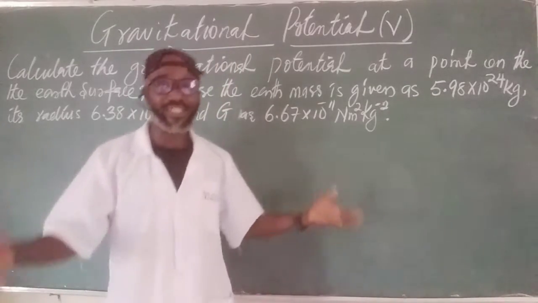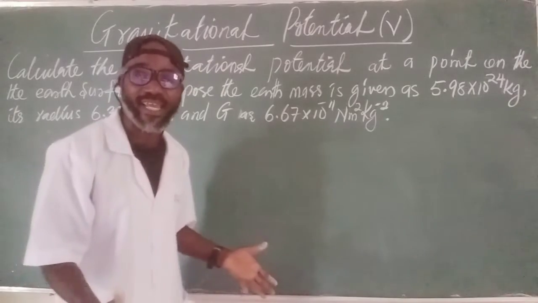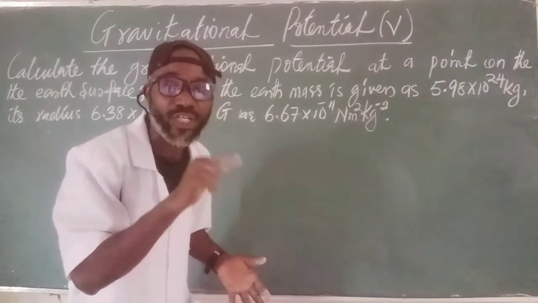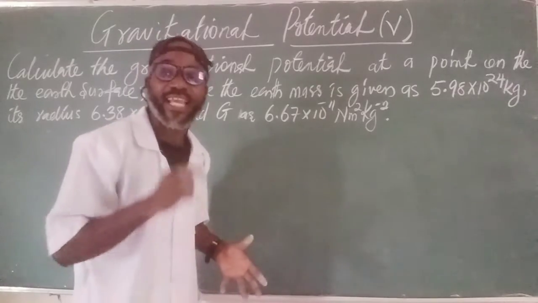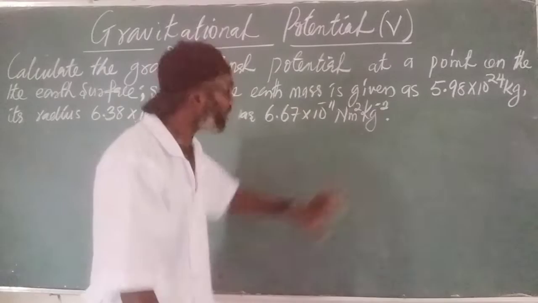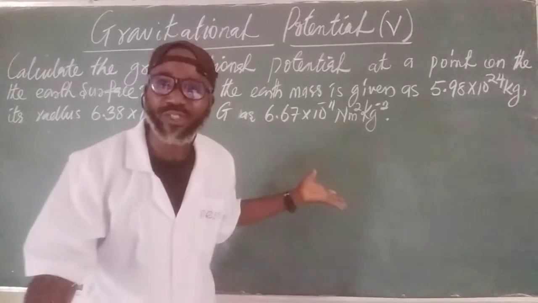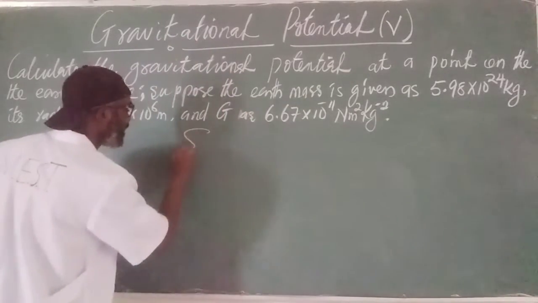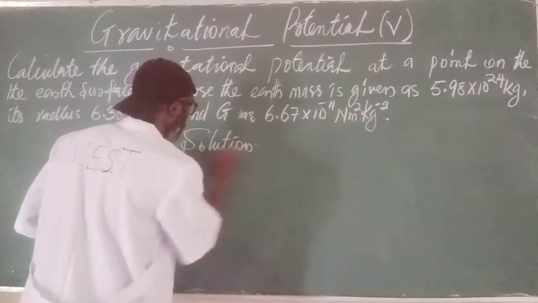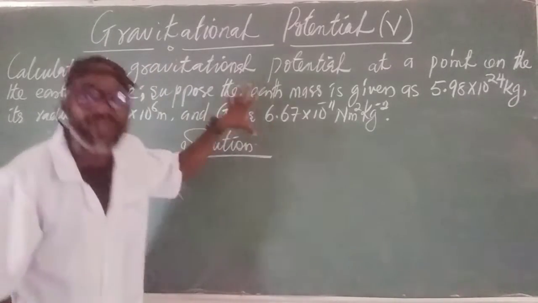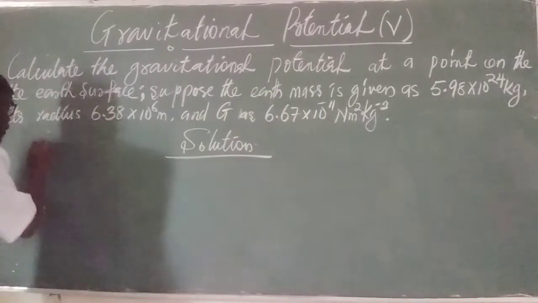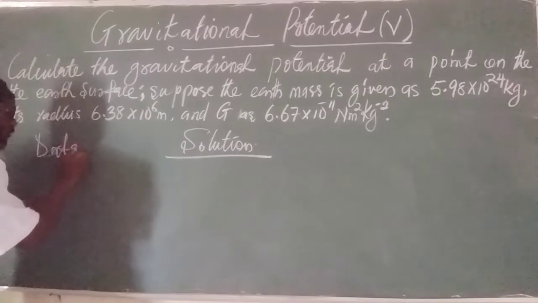And then the universal gravitational constant as 6.67 times 10 raised to the power minus 11 Newton meter squared per kilogram squared. That's what we have here. What do we do? We first of all write down the solution, and then bring out the content of the question. That's the first thing. The data contained in the question is very important.